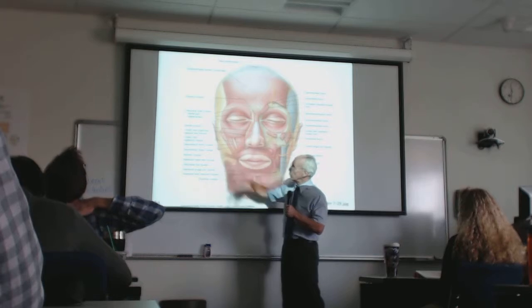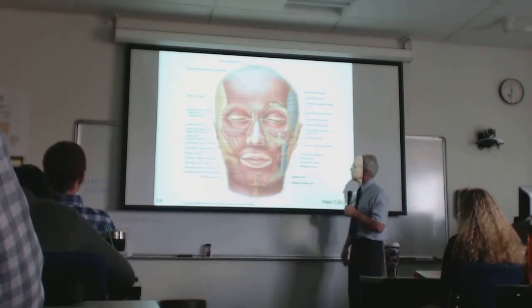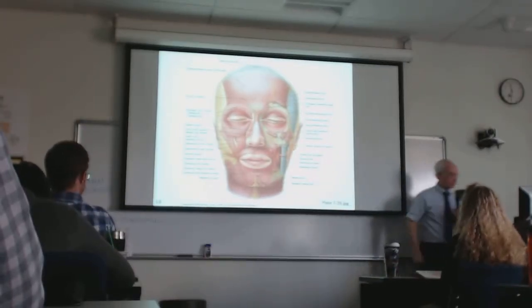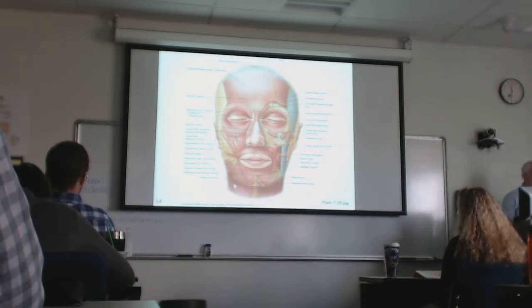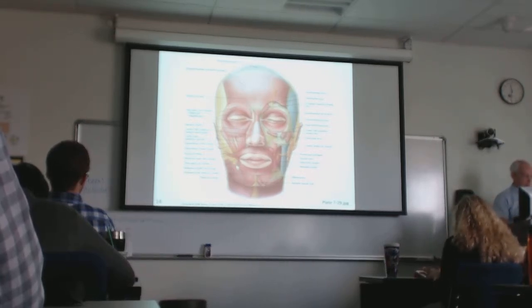But here's the risorius muscle that's very critical for your ability to form a smile. And then the depressors, there are several depressors, all of these, again, pulling the corners of the mouth downward. This is the mentalis in here, and then the platysma inferior to all of them.